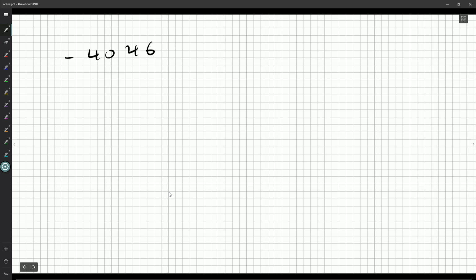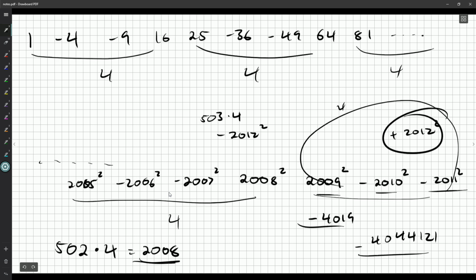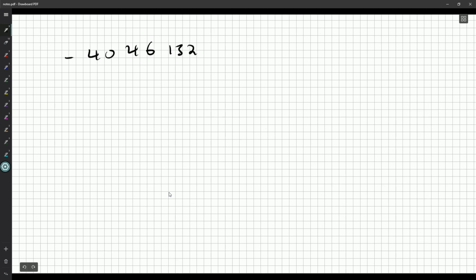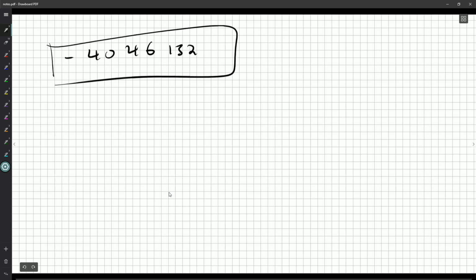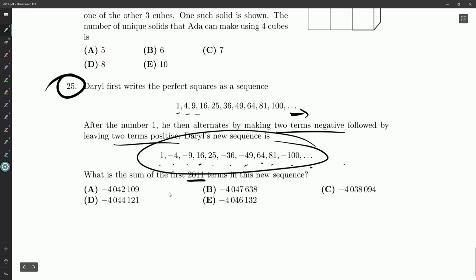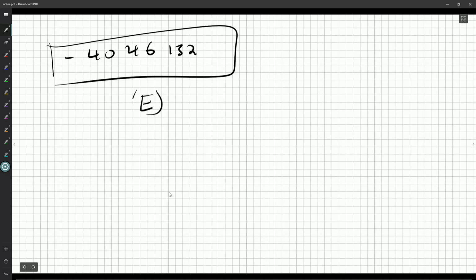negative 4,046,132. And if we even do it the other way that I suggest, we'll get the same thing. Okay. So negative 4,046,132. Do I see that as an answer anywhere? Yeah, there it is. It's E, and that's what we're going to bubble in. And that finishes off the paper quite nicely.